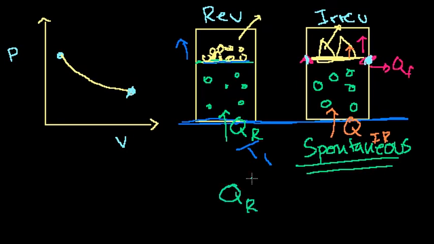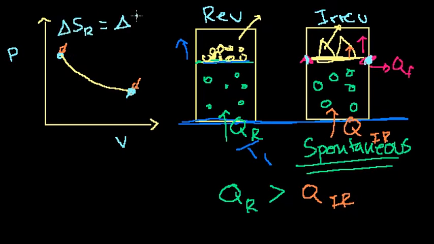The heat absorbed by the reversible process is going to be greater than the heat absorbed by the irreversible process. And that's because the irreversible process is generating friction. Fair enough. Now, what is the change in entropy for both systems? Well, they both started here, and they both ended here. And entropy is a state variable. So the change in entropy for the reversible process is going to be equal to the change in entropy for the irreversible process. They're both going from there to there.